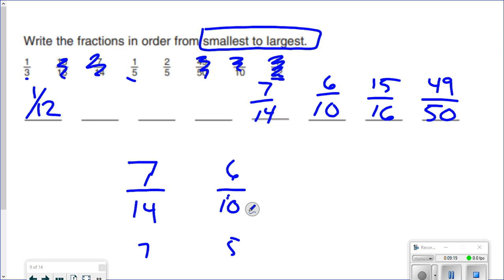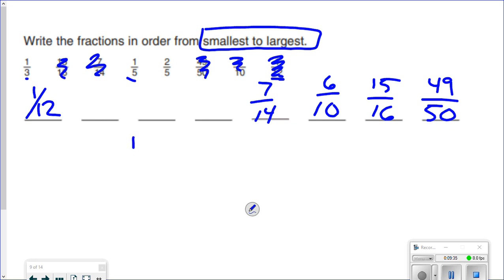Here's my next question to ask. I'm down to 3 fractions left. This is how you problem solve, kids. Keep watching. I have 1/3, I have 1/5, and I have 2/5. Well, I know 2/5 is bigger than 1/5, but where does 1/3 fall? So this is what I'm going to do.